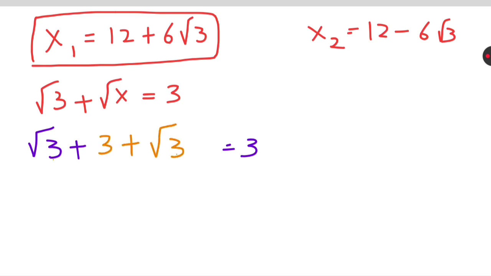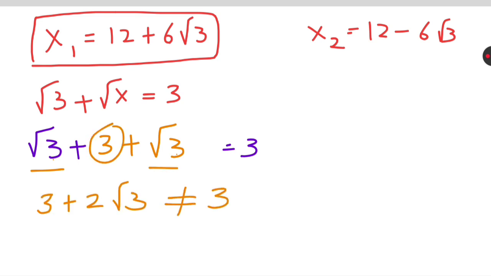But 3 plus root 3 here and root 3 here gives 2 root 3, and still we have 3, which is not going to be equal to 3. So that's why this x as 12 plus 6 root 3 does not satisfy our given expression. That's why we are rejecting this.